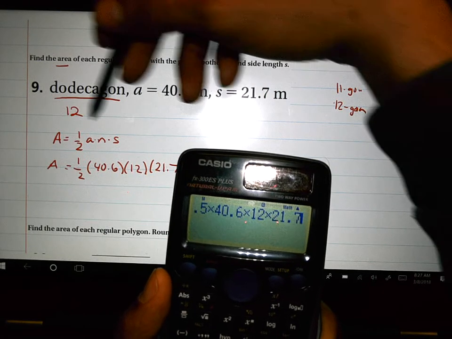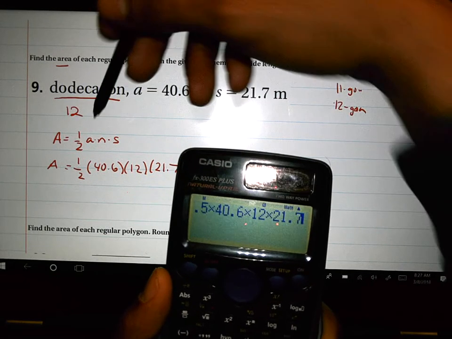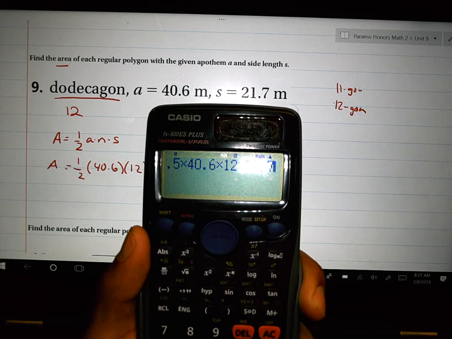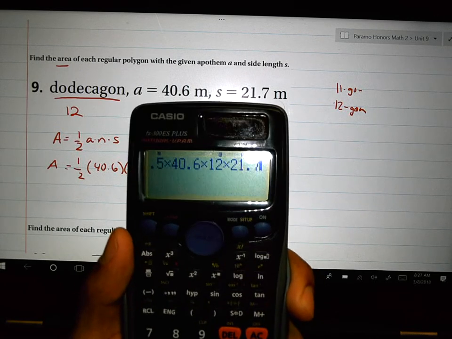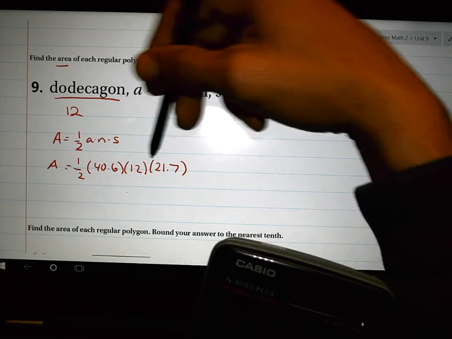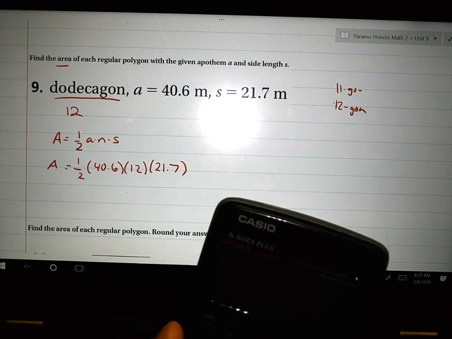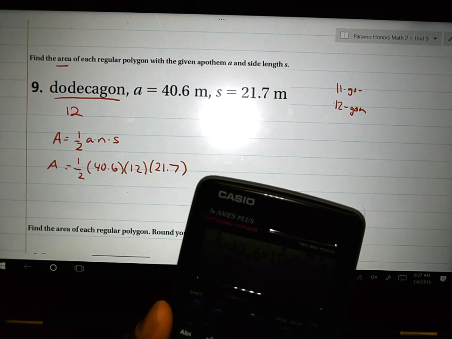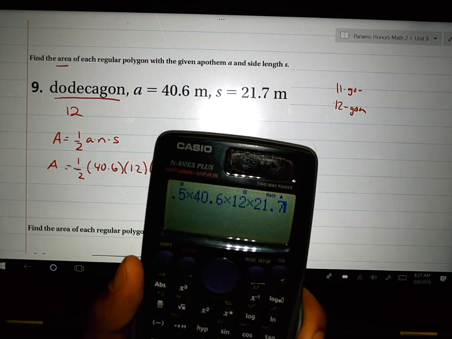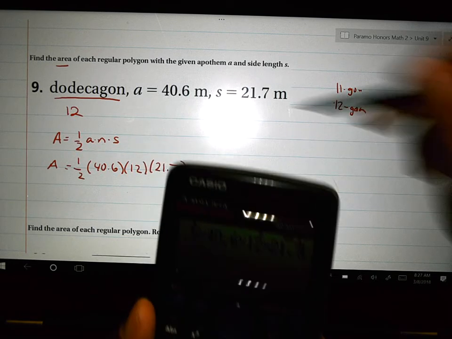Make sure you're writing down what you're plugging in, because if on a test question you get it wrong and I don't see this, you don't get any partial credit. I give you 0 partial credit unless I see what you're typing in. That's how I've been grading you from the start of the school year. Make sure you write down what you're punching in.